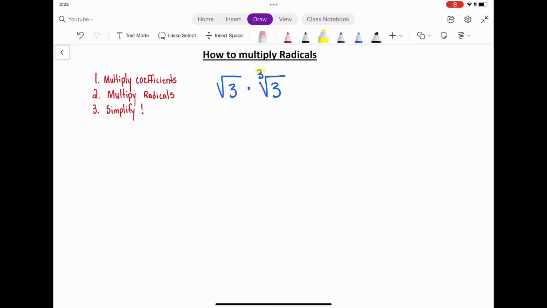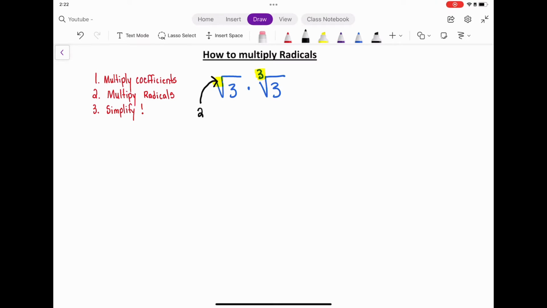So if you look at this problem here, these two radicals have different roots. In the first one, there is no root there, right? They don't put a number. So we have to understand that that is 2. And in the second one, it clearly tells us that the root is 3. And because they have different roots, we cannot multiply them.